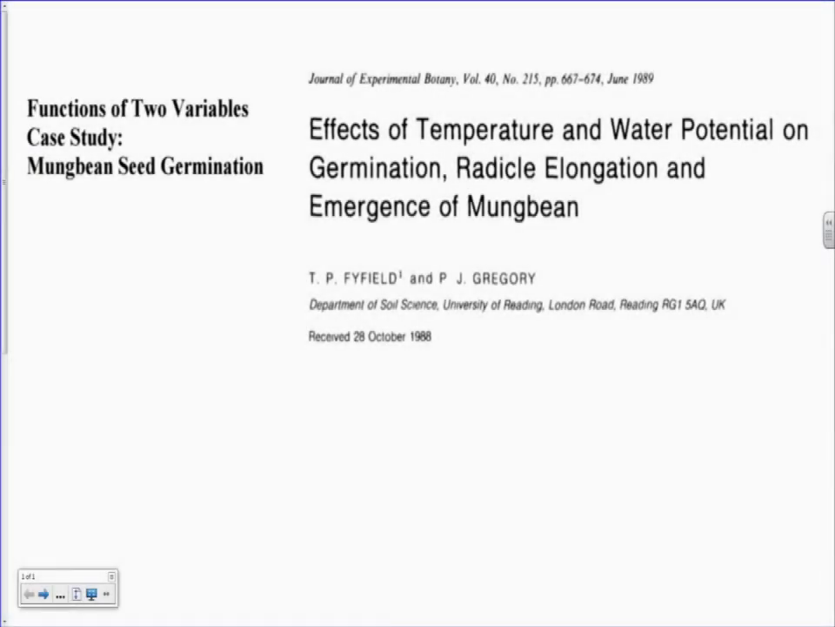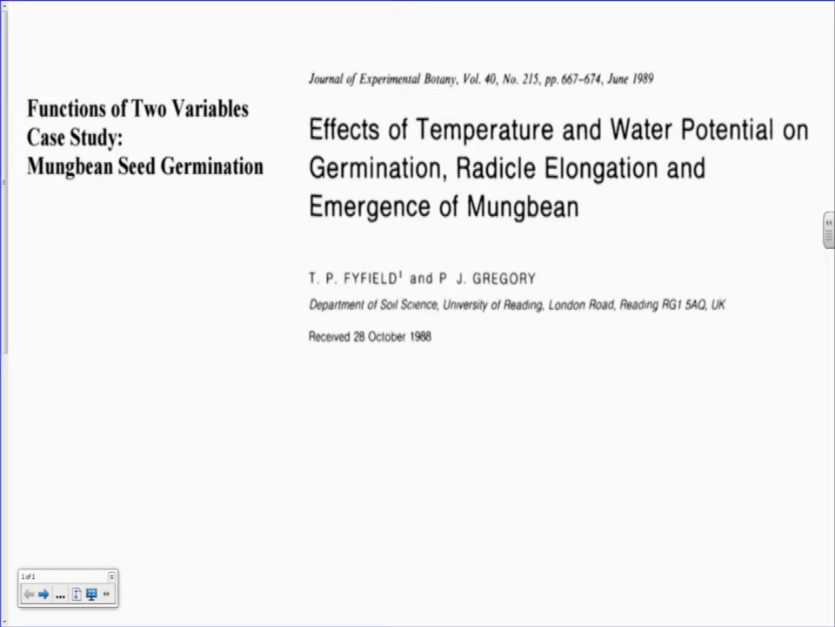In this video, we're going to talk about one applied example of a function of more than one variable. So this example comes from the Journal of Experimental Botany, and the citation for the paper is all up here for us. This had to do with mung bean seed germination. The experimenters were germinating mung bean seeds, and they were changing two variables and seeing how that affected the days it took for the seeds to germinate.